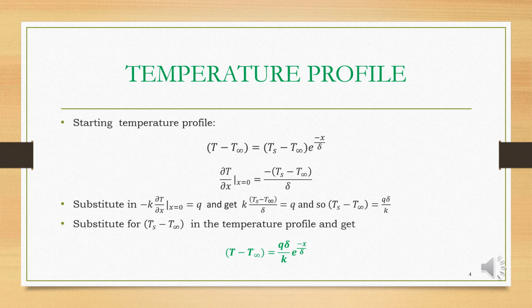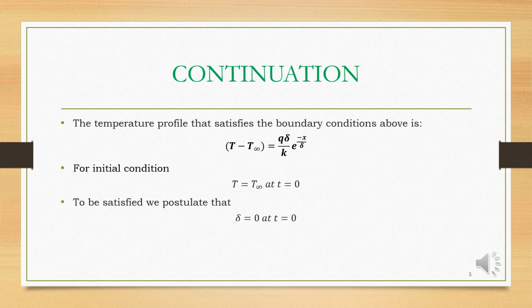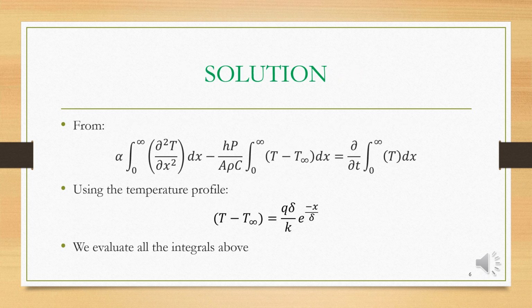The temperature profile above satisfies the two boundary conditions: that at x equal to infinity, T is equal to T infinity, and also that there is a flux Q at x equal to 0. After getting the temperature profile that satisfies the boundary conditions, we have to look at the initial condition. The initial condition says that at t equal to 0, T is equal to T infinity. For the initial condition to be satisfied, we have to have that lambda is equal to 0 at t equal to 0. We have to ensure that this condition is met, so the initial condition is satisfied.